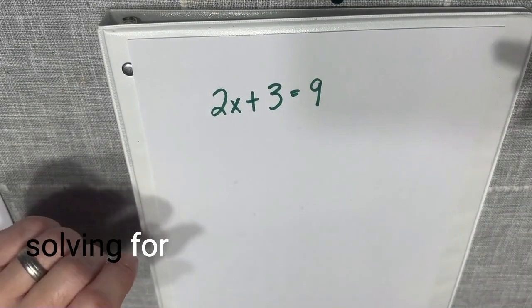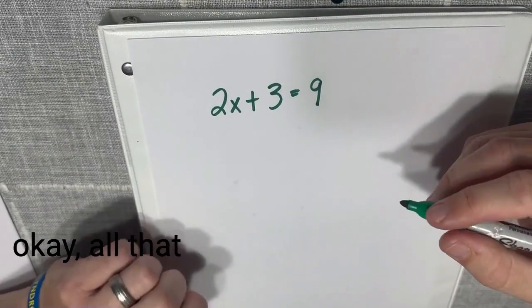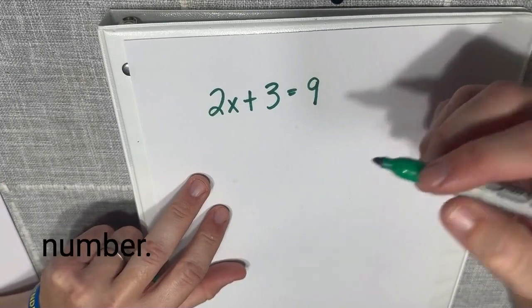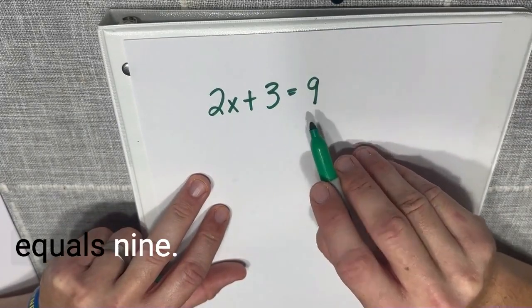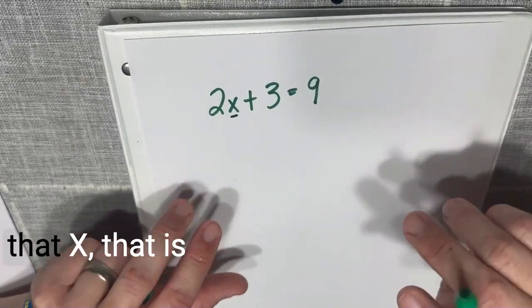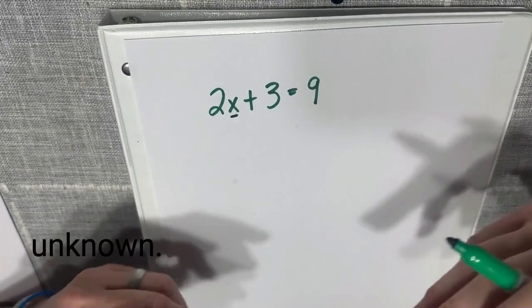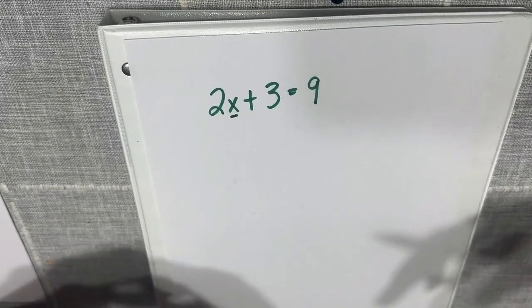So when we say solving for the variable, all that is basically we're solving for an unknown number. So in this case, we have the equation 2x + 3 = 9. And that right there, that x, that is the variable. That's the unknown. That's what we're trying to figure out, okay?